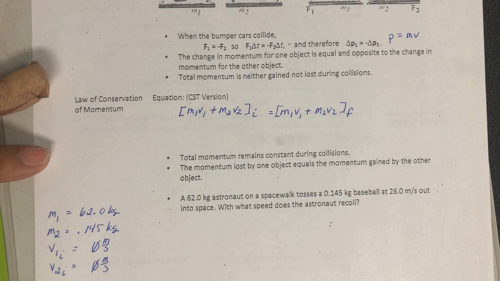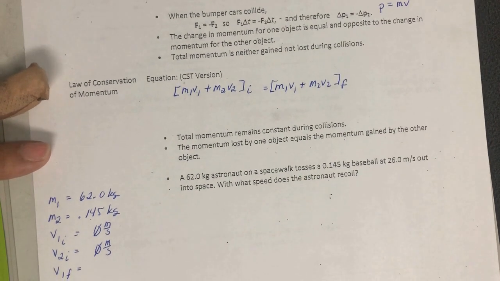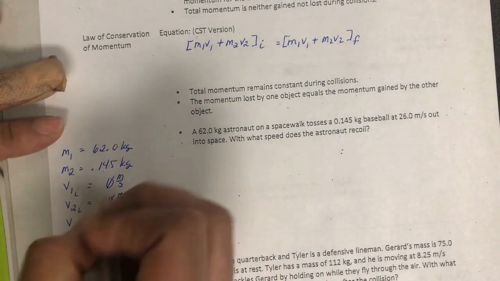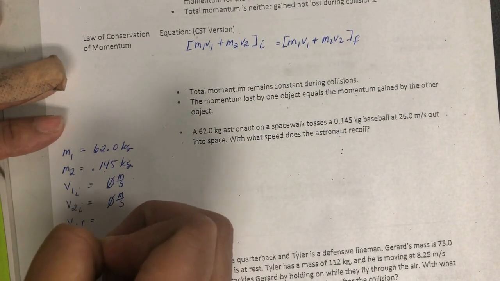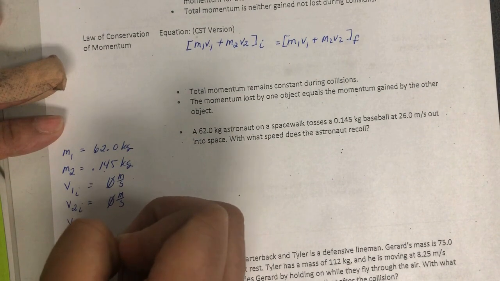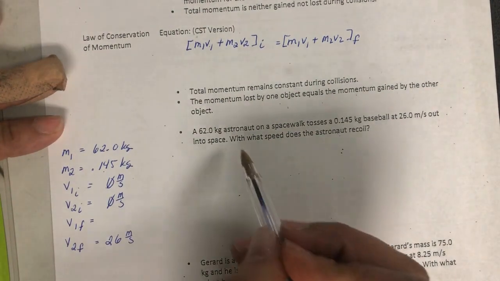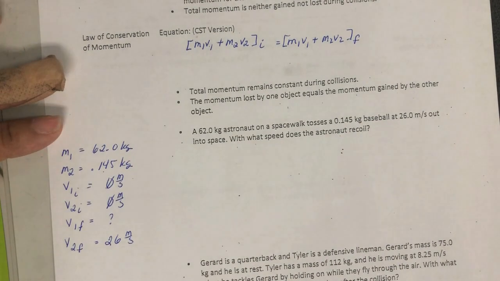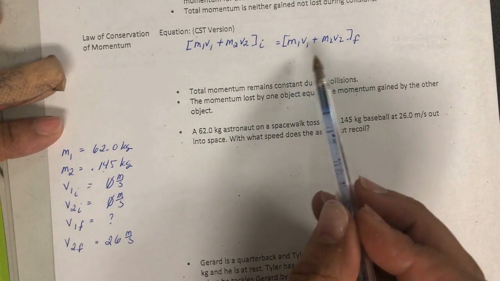And then he's going to throw the baseball. He's going to let go of the baseball, then the baseball is moving at what speed? 26 meters per second. Where does that go in this list? V2 final? And then we are looking for what speed the astronaut recoils. So that's what you're going to be looking for, and you're going to take this equation up here and fill in the parts.